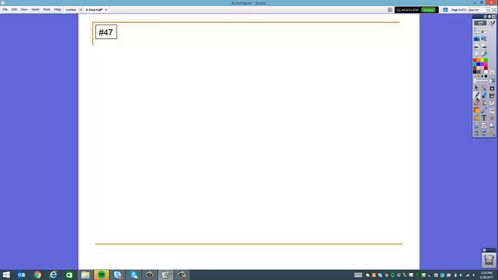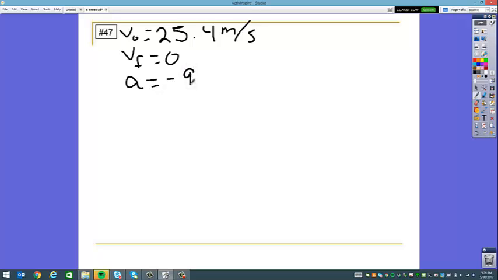So we have an initial velocity of 25.4 meters per second. We have a final velocity, since it says how high will the stone rise. So you're talking about at the top of the path. So when you're at the very top, your velocity is 0. Okay, your initial velocity is going to be positive since you're throwing the stone upwards. And then you know your acceleration is gravity, negative 9.8 meters per second squared.